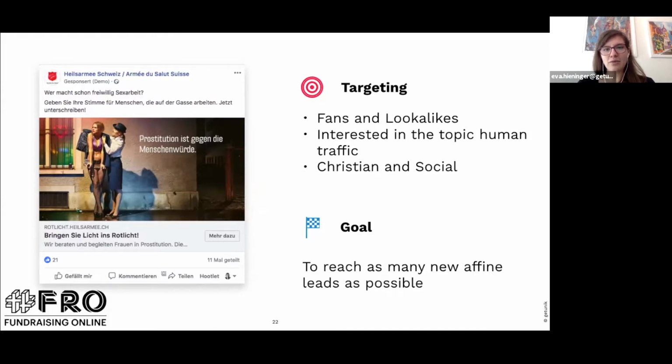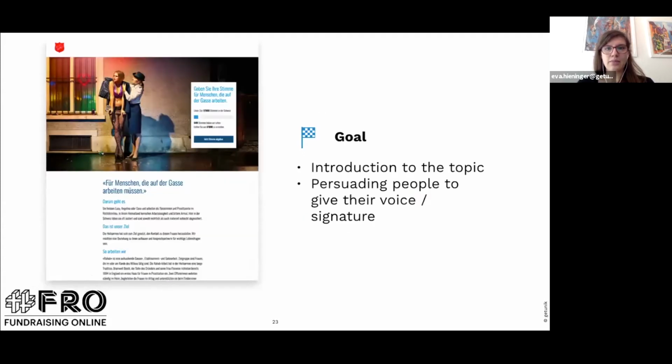The targeting was that we tried to reach firstly fans and lookalikes, but then also people who were interested in the topic of human trafficking, and also Christians and people who are interested in social topics. And obviously the goal was to reach as many people as possible, to bring as many people to click on the ad, to go to the next step, the petition sign-up form.